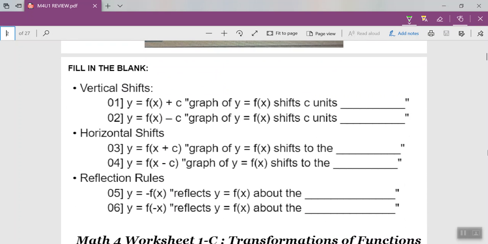All right, let's start with the fill in the blanks. If your f of x has a plus something at the end of it, that means you are going up. If it is minus something, you are going down. If it is plus the number inside the parentheses with the x, that means you are going left. It is the opposite of what you would expect. And if it is minus a number, you are going to the right.